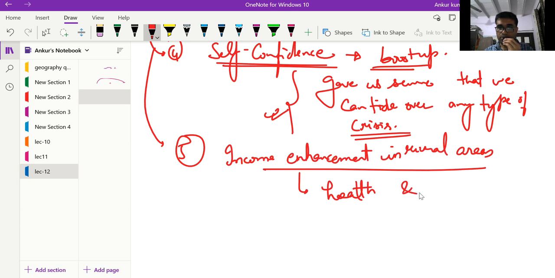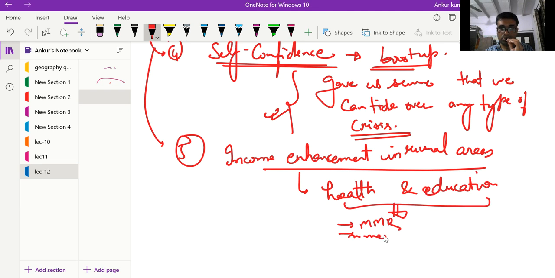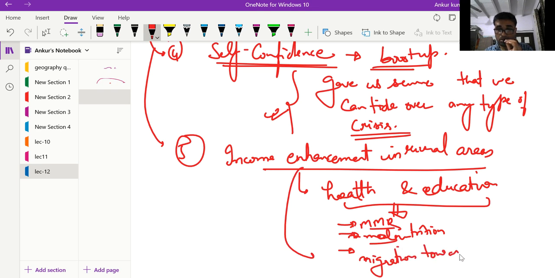Health and education expanded in the rural areas, and this led to many positive effects like reduction in malnutrition and reduction in MMR. Along with this income improvement, there was migration towards cities for earning more money. So all these were the social impact of the green revolution.